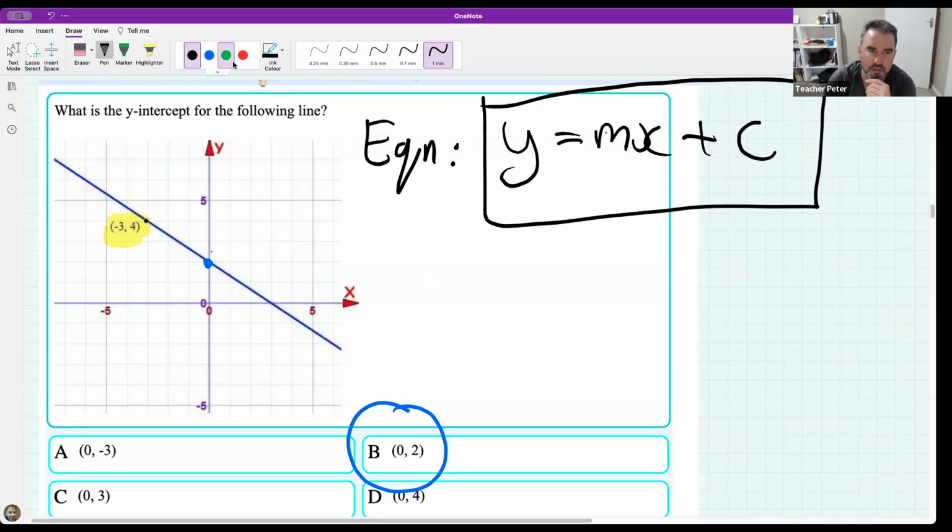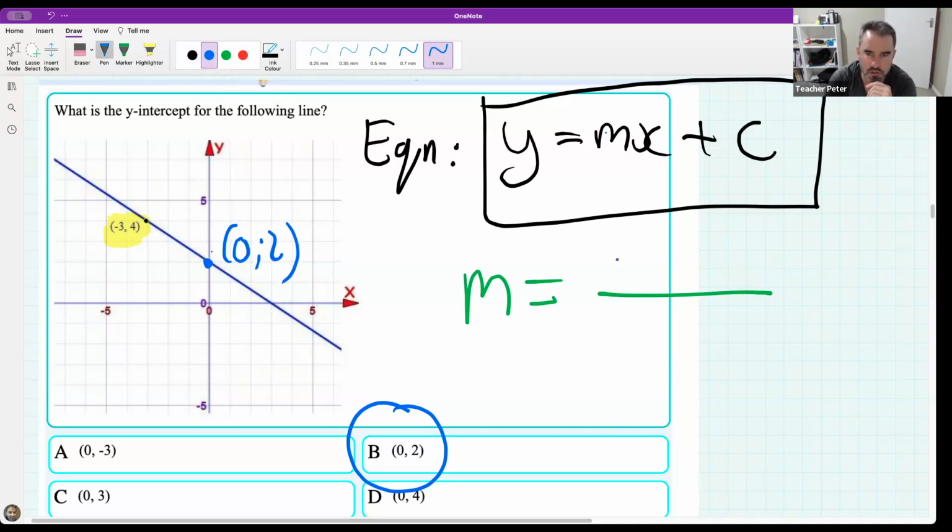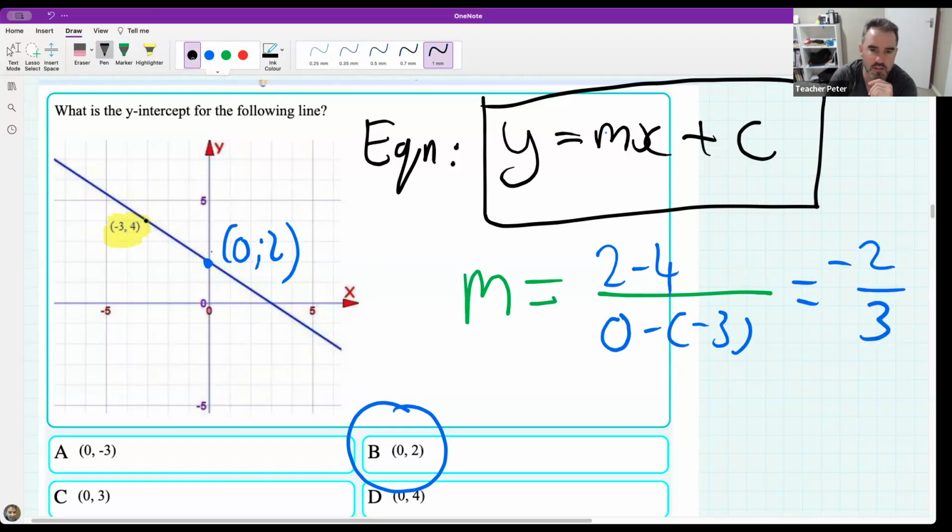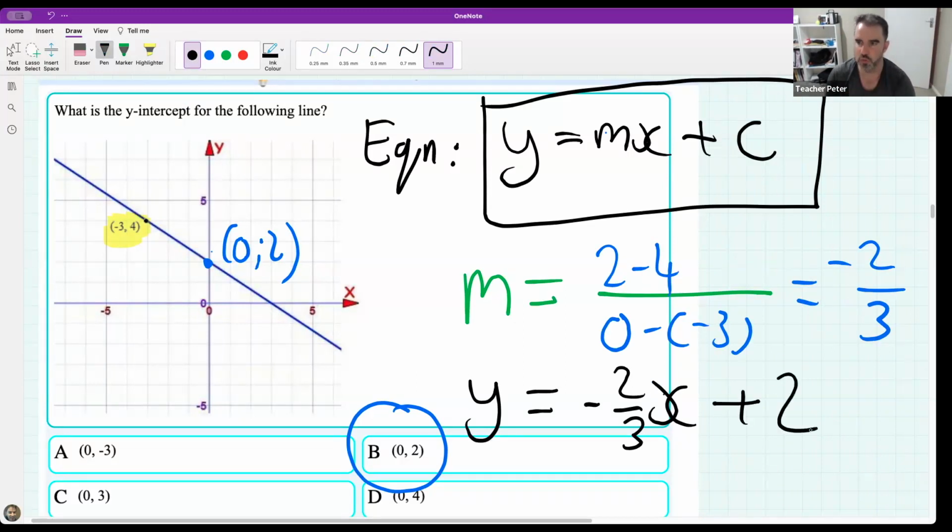I feel like the important bit is the gradient. If I could just work out the gradient, life would be so good. So I know this point is 0, 2. So maybe I should just go 2 minus 4, and then 0 minus minus 3, which gives me minus 2 over 3. So what is the equation of my straight line? Ooh, I see Sange and Simtanda have popped in an answer, and I agree with them. It's minus 2 over 3x plus 2.